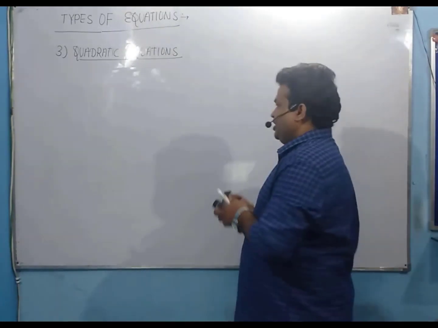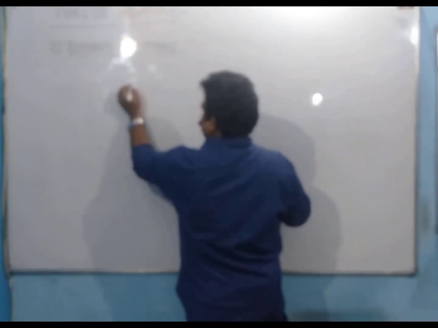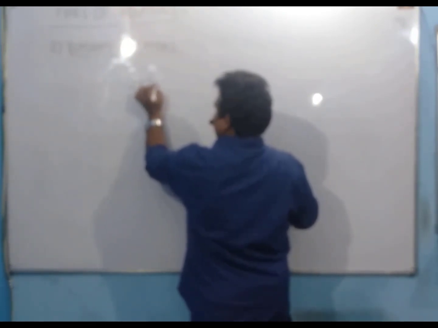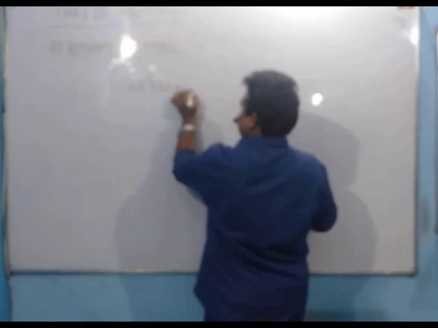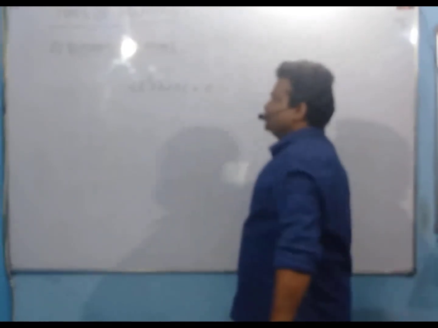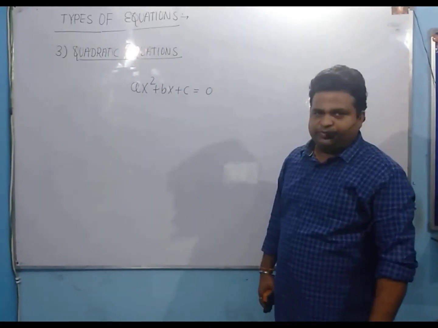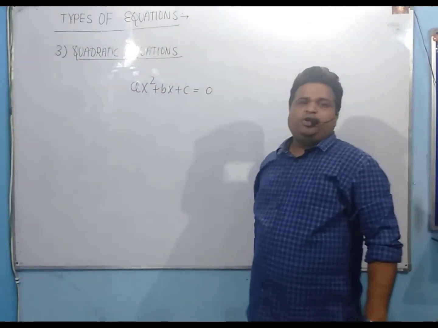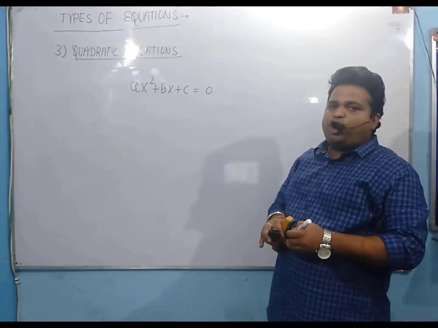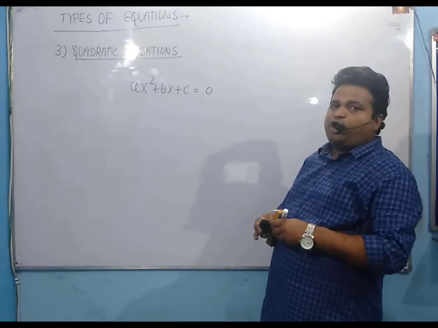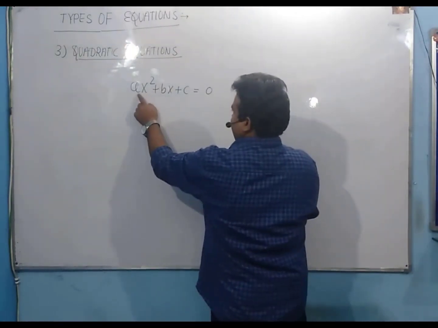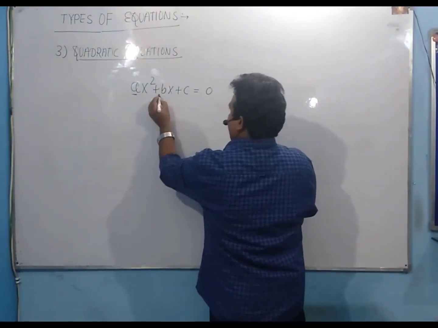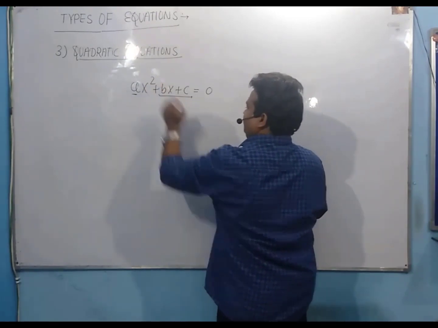For example, if I am telling you one equation like this, ax square plus bx plus c is equal to 0, this is a quadratic equation. Again, this is a second degree equation where one variable out of all contains the exponent of 2.